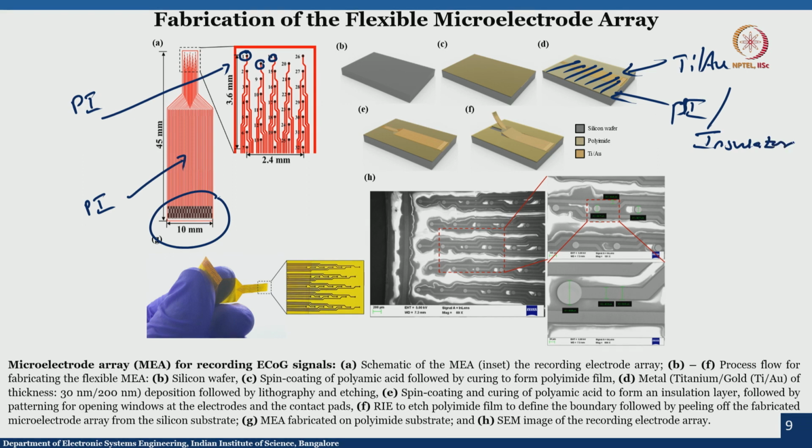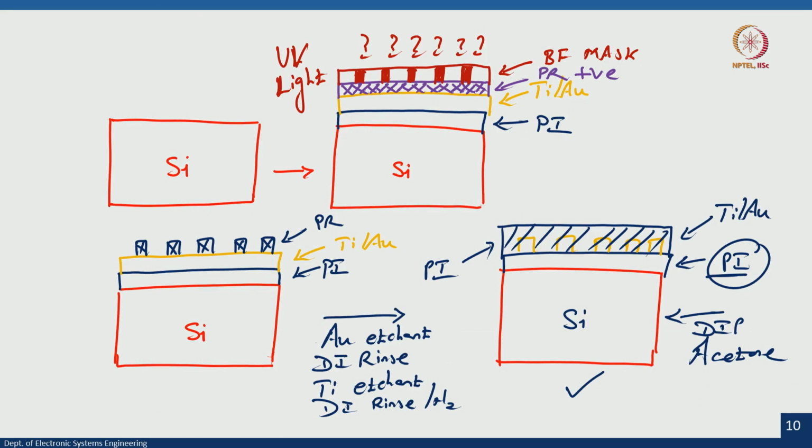So, first you deposit gold, pattern the gold, then spin coat the insulating material, which is the same material as your base material, which is a polyamide. Okay. So, you spin coat polyamide, and then from the recording area, which is the circles, the dots, and from the contact pads, because if you have insulator on the contact pad, you cannot take the contact. If you have insulator on the recording area, you cannot record. That is why we are etching the PI, which is the insulator, on the recording area and on the contact pad. That is what it is here.